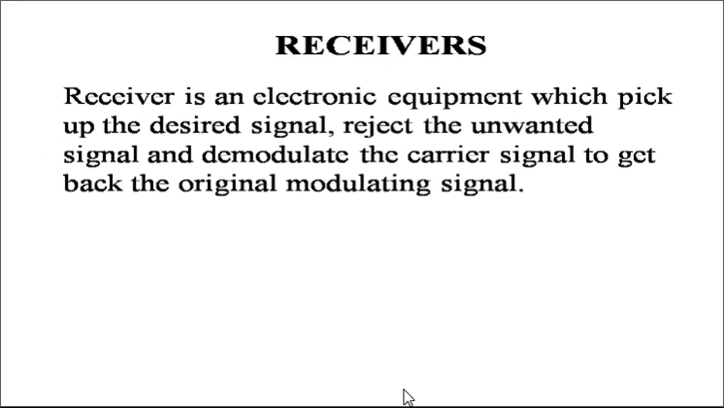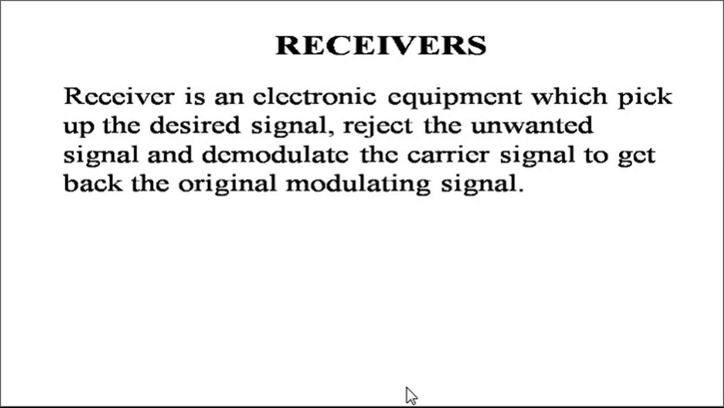Coming to the first point, we will try to define what is exactly meant by a receiver. We know that in any communication system there are three major elements: a transmitter, a channel, and a receiver. We already know the functions of the transmitter as well as the channel. So what is a receiver? A receiver is an electronic equipment which picks up the desired signal and rejects all unwanted signals. What does this mean?